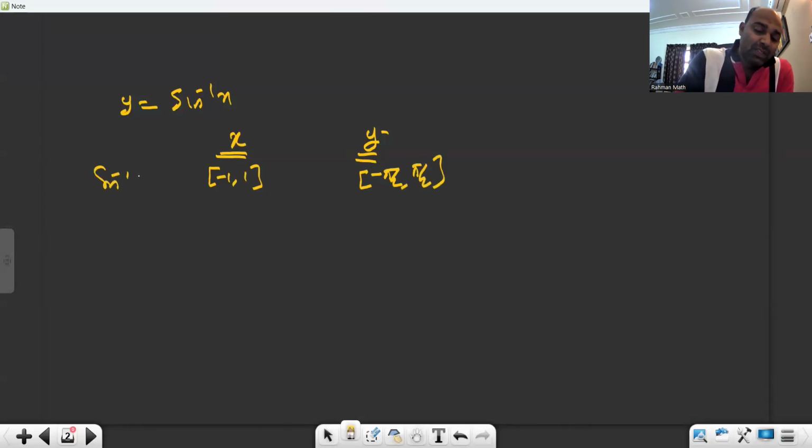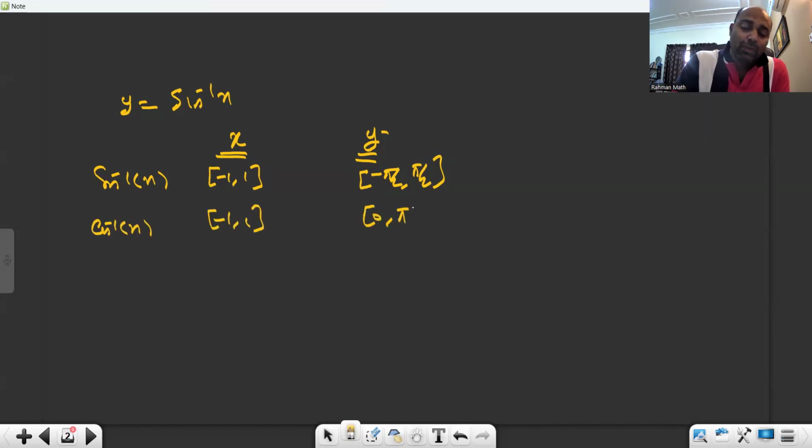This is what is sin inverse x. Domain and range. Sin inverse x always has x value between minus 1 and 1. And the range is minus pi by 2 to pi by 2. Cos inverse x has the same domain, but range is what? 0 to pi. Basically, this only they normally used to ask. Remaining things, I'll tell you.